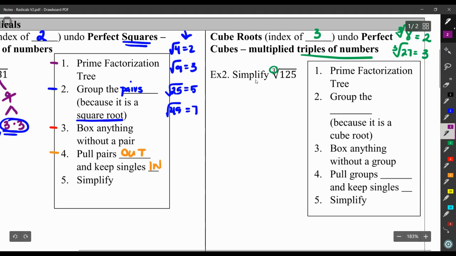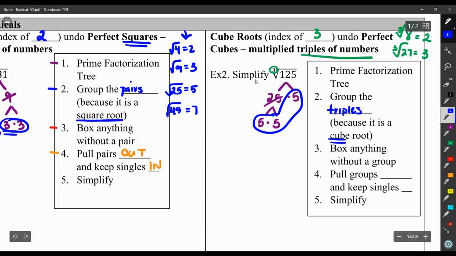But the steps remain the same. We're going to do our prime factorization tree. So I know 125 is 5 times 25. I know that 25 can be broken down into 5 times 5. So once we have our prime factorization tree, we're going to group the triples because it's a cube root. So we want groups of 3. So 5 times 5 times 5 is a perfect cube.